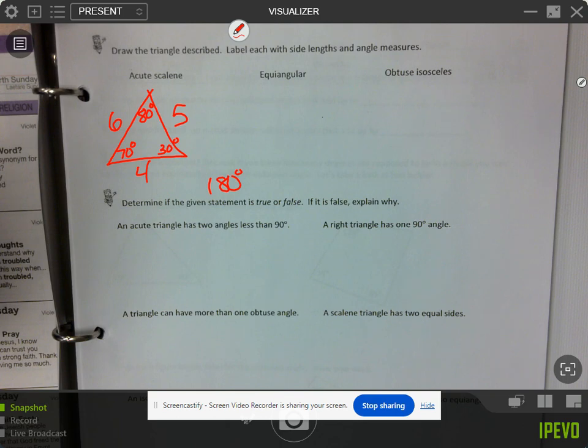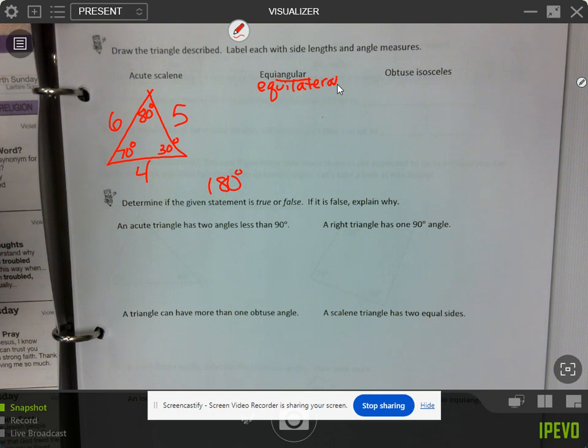Now this one is an equal angular triangle. We drew one on the other page, an equal angular. I'm going to put equal angular, equilateral, because I want to see your side measurements also. So give me angle measurements and side measurements.